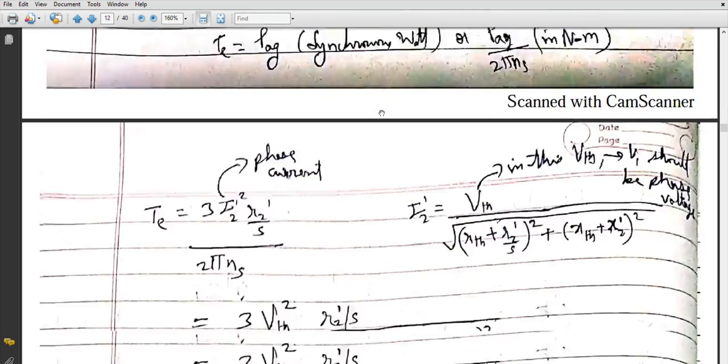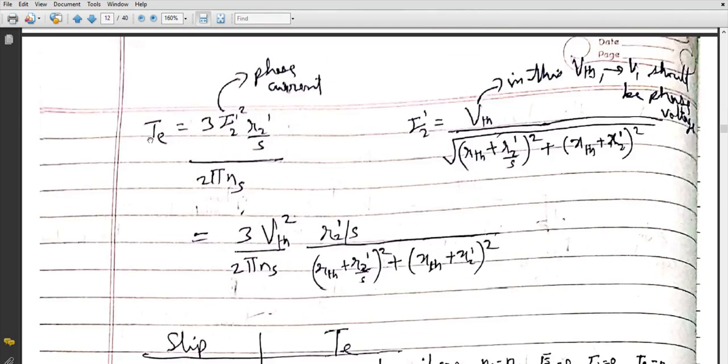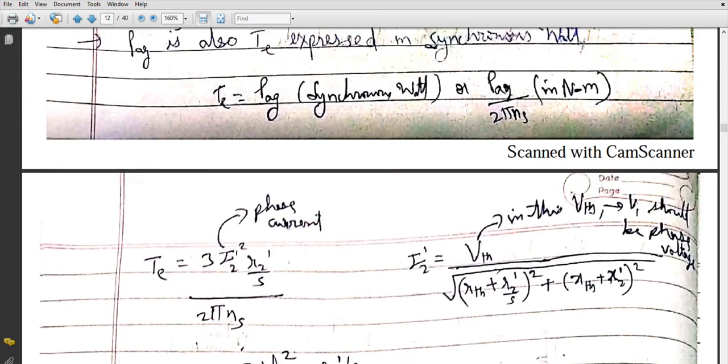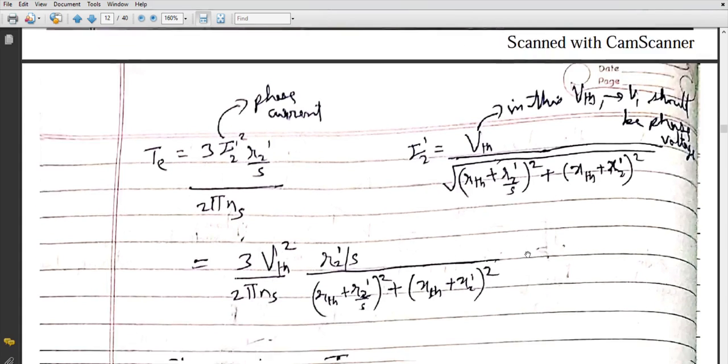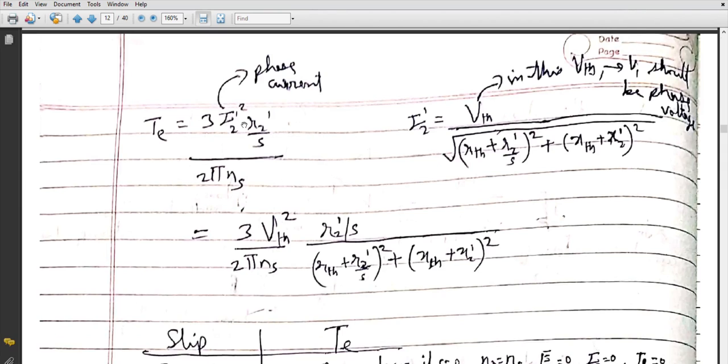Now you can see that TE is PAG divided by 2 pi ns, and you know that PAG is nothing but thrice of I2 dash whole square into R2 dash divided by S. Why this thrice? Because now we need to take it for three phase. This is phase current. These things you need to remember while solving numericals. And I2 dash from that equivalent circuit we have obtained equals this much. So by substituting I2 dash in this expression, you will get the expression of torque.